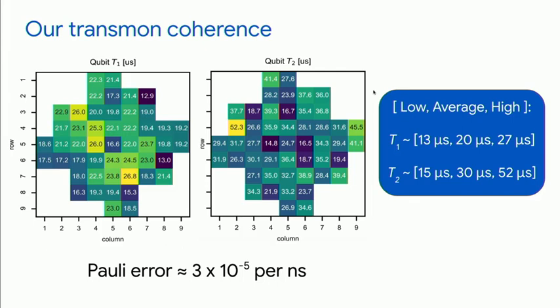Now, if you convert that to a Pauli error, since this is for error correction theory folk, that corresponds to an error of about 3 times 10 to the minus 5 per nanosecond. Now, 3 times 10 to the minus 5 is a small number, but a nanosecond is a pretty short amount of time, even on the time scales of our devices, which are pretty fast.